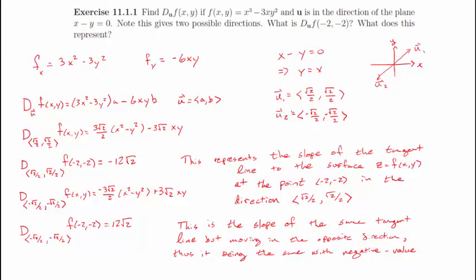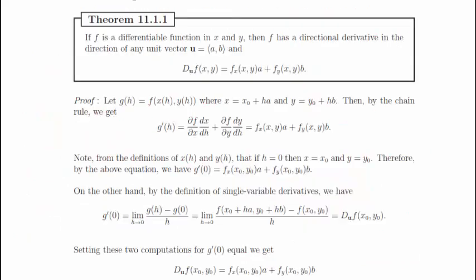All right. With that, let's go back and do the proof. So let's review what we're trying to prove here. My theorem 11.1.1 says if f is a differentiable function in x and y, then f has a directional derivative in the direction of any unit vector u equals a comma b, and that directional derivative equals the partial derivative of f with respect to x times a plus the partial derivative of f with respect to y times b.